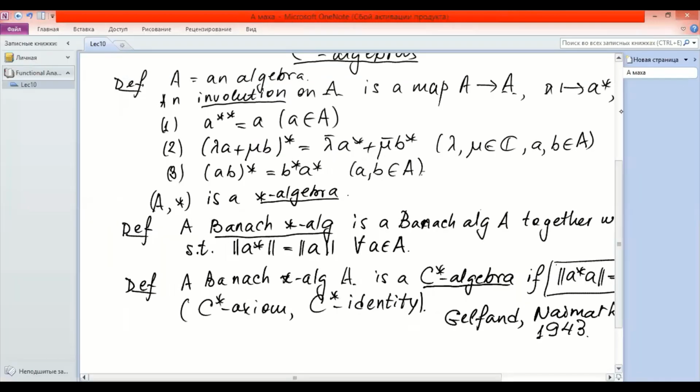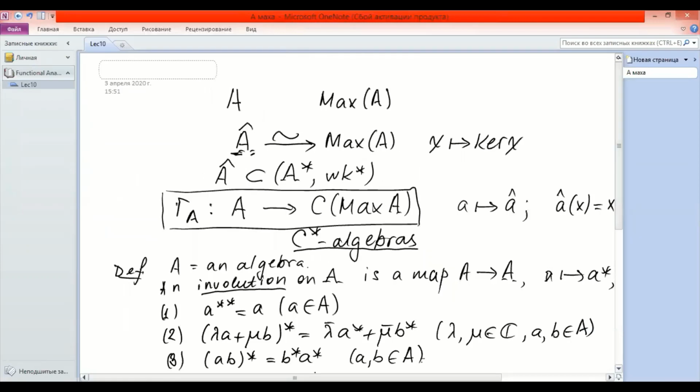Now let's introduce morphisms. So I need the second page. It's here.